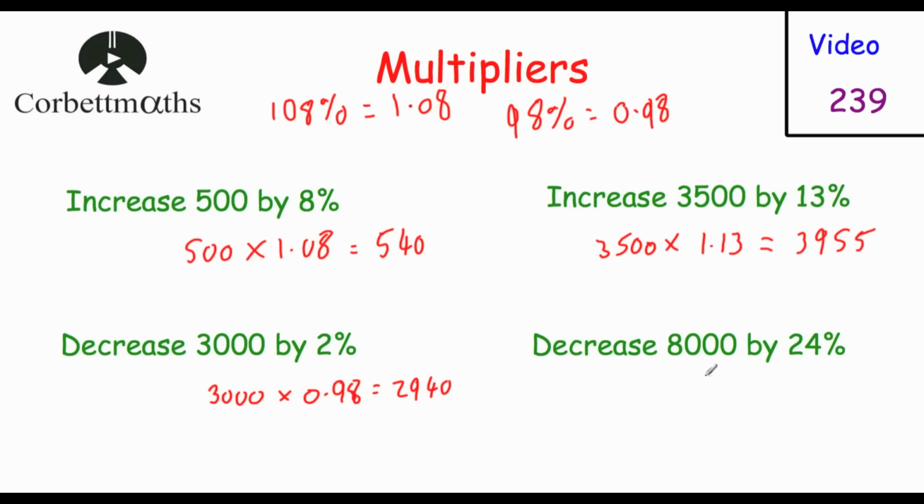So if we wanted to decrease 8,000 by 24%, we would take our 8,000 and we would multiply by, well, we would have started off with 100%. We're decreasing by 24%, so 100 take away 24 is 76. So our multiplier would be 0.76.